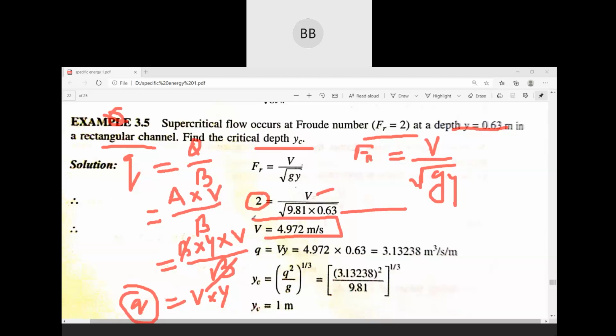out the velocity. Once you find out the velocity, you substitute here in this equation and find out the q value. Once you calculate the q value, you substitute here, g we all know is 9.81. Then you can find out the yc value directly. Try to solve this one and see if you are getting the same value or not, that is 1 meter.